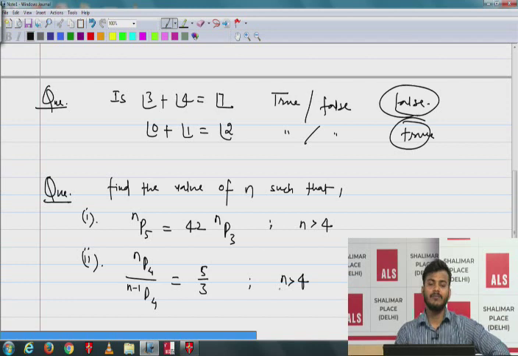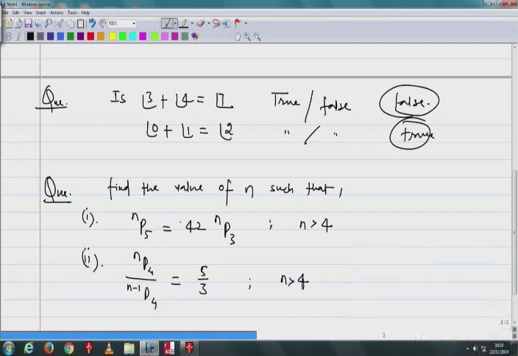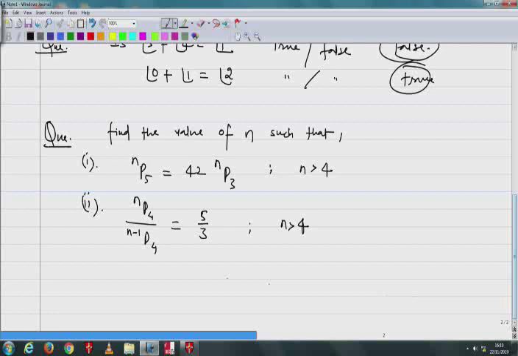You have to find the values of n in both cases, right? Forget about n greater than 4 or what the condition is. For now, first you have to solve it. You have to solve this and then check what the allowed values of n are on both sides, right? Solve this one.